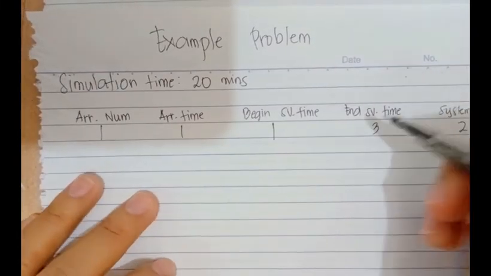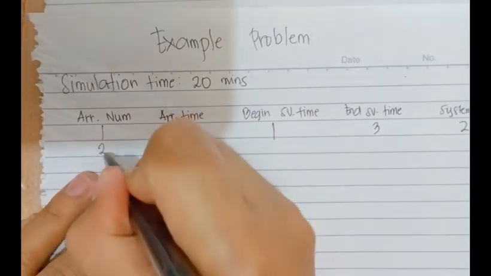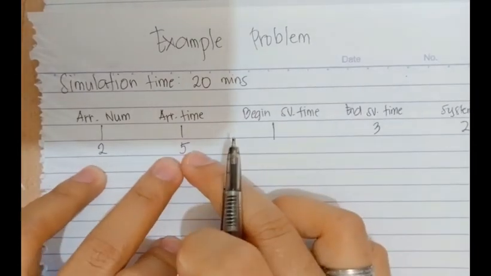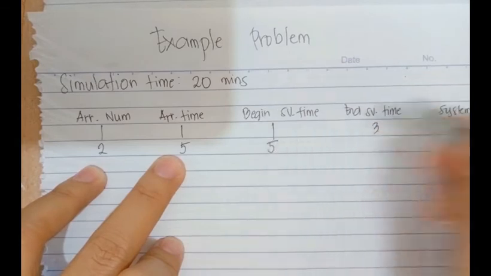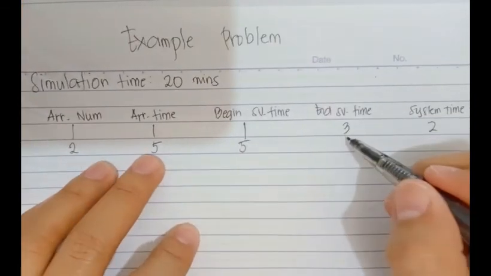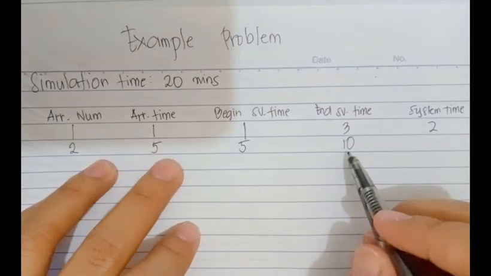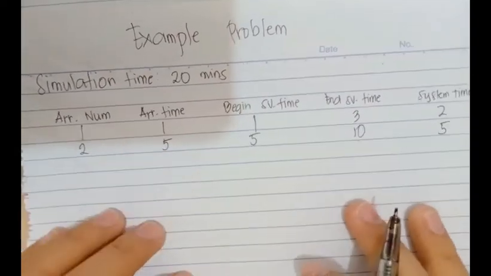And then at 5 minutes, entity 2 arrives. Since the system is free when entity 2 arrives, it automatically starts. Then we get the end service time, which is 10 minutes. Then 10 minus 5, this is 5.